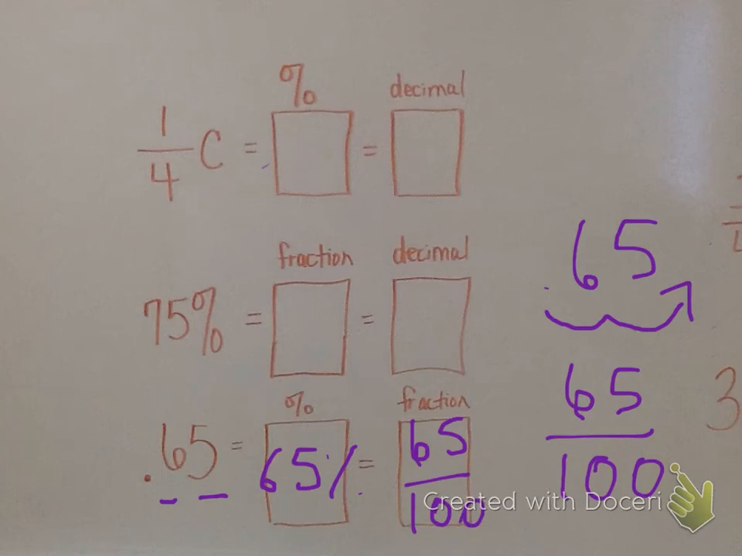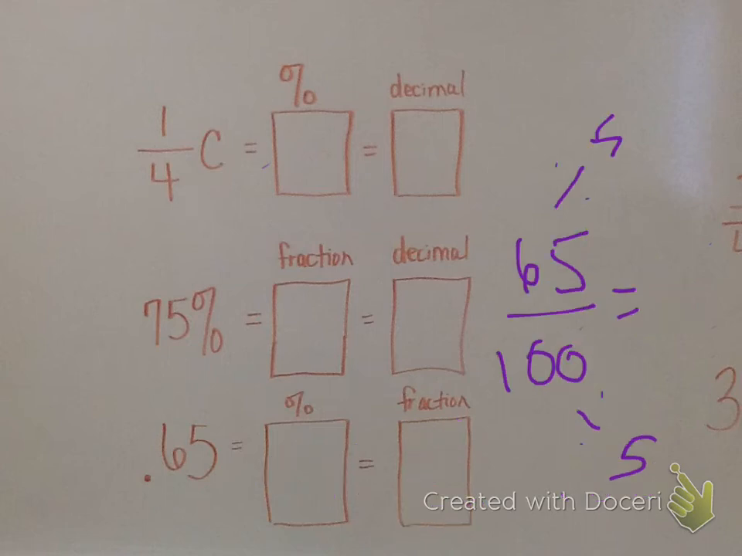But as we always do, we want to make sure we write our fraction in simplest form. So if I take the factor 5 out of 65, 65 divided by 5, and I also take it out of my denominator, 100 divided by 5, I have my fraction in simplest form now, which would be 13/20.